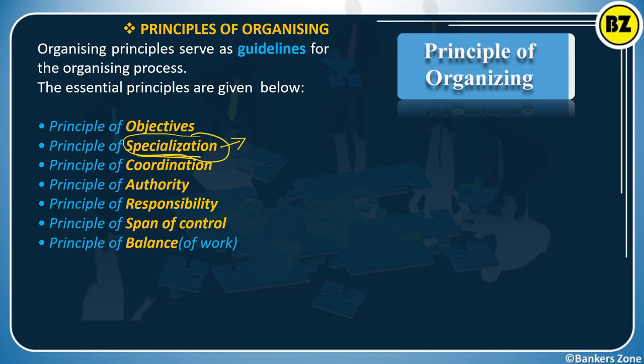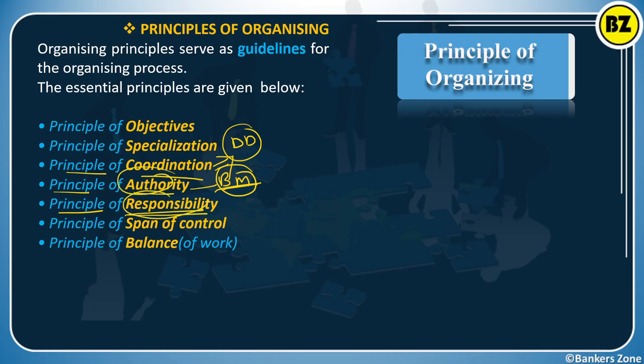For example, the employee working in a specific department, say a cashier working in cash, is specialized in the field of cash, handling the cash activity. Similarly, the principle of coordination means there must be a coordination among the different departments of the company. Principle of authority means there must be authority, say the branch manager is the authority in the branch, right? Principle of responsibility, again authority comes with responsibility. So the branch manager has overall responsibility of the branch for achieving the targets of the branch.